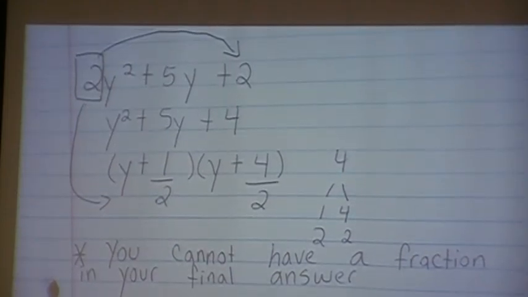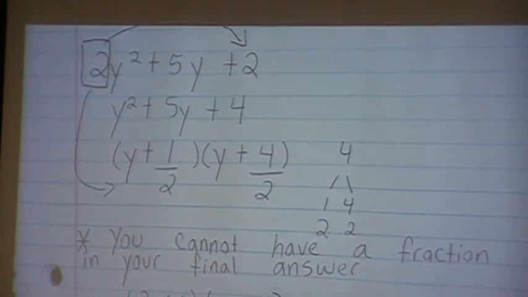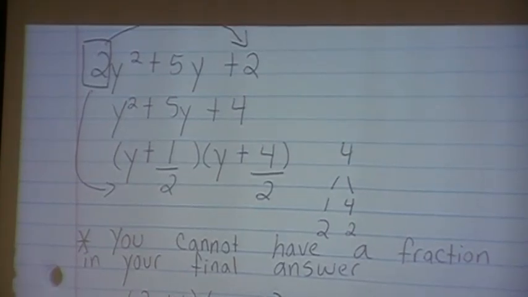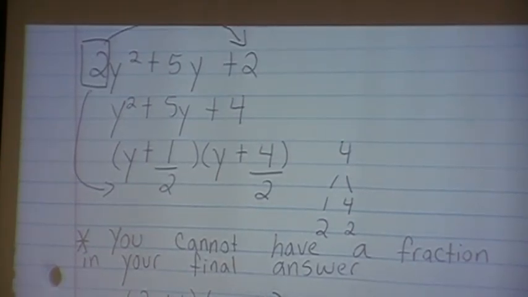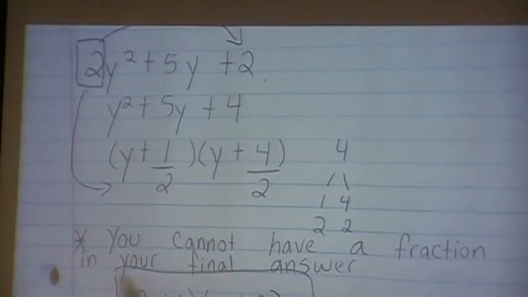Now guys, you should never miss these because you have the built-in check to see if you're right. Just foil it out. If you're right, we should get what we started with. 2y times y is 2y squared. 2y times 2 is 4y. 1 times y is y. 1 times 2 is 2. When I combine these middle terms, I get 2y squared plus 5y plus 2, which is exactly what I started with. So I know I'm right.